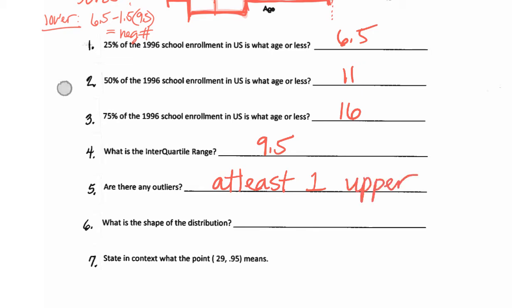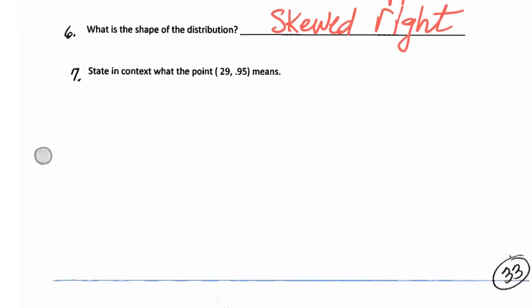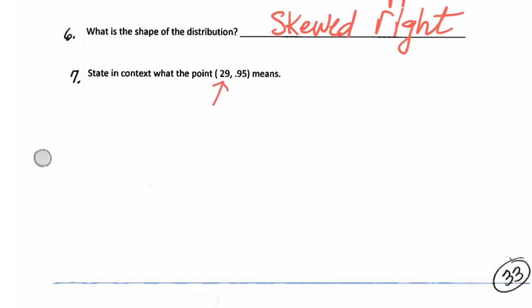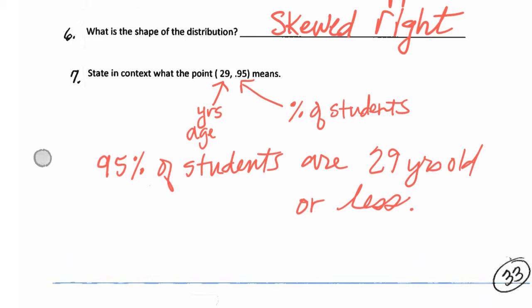What is the shape of this distribution? It was skewed right. And now I want you, in your own words, to state in context what this point right here means. So age in years, I'm going to put what the X and Y axis says. This is the percent of students. Okay, so in context, we can say 95% of students are 29 years old or less.